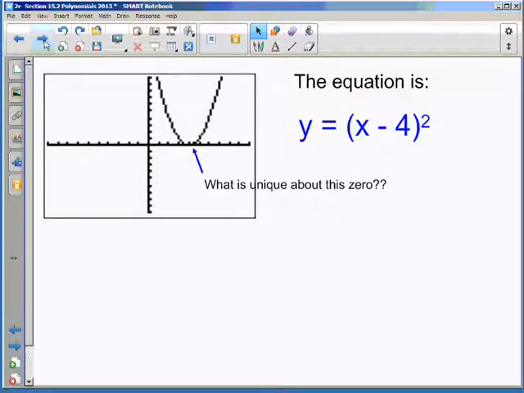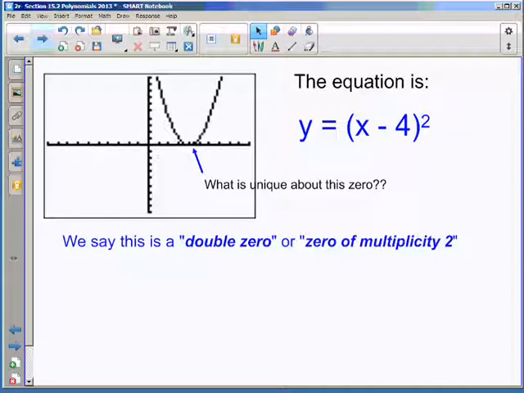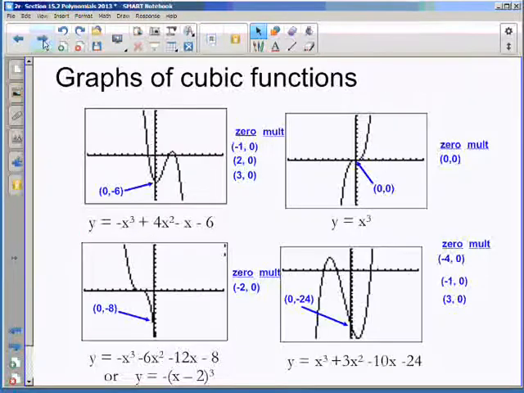Okay, this is the graph of y equals (x minus 4) squared. So it's just translated to the right 4. And what I want to ask is, what's unique about this zero? We've talked about it. It's not just a zero, it's a zero of multiplicity 2, or something we could call a double zero. Now you'd be thinking, if this polynomial had a higher degree, we obviously could have higher multiplicity zeros as well. And now we look at graphs of cubic functions.